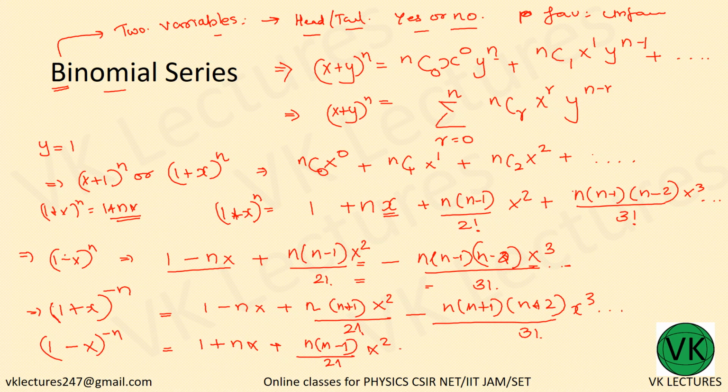Again there will be plus, because here 1 minus will come and the 3 terms each one contributing to minus 1, so 3 plus 1, 4 times minus, that is again plus, so n into n plus 1... sorry, it will not be n plus 1, it will be n minus 1, into n minus 2, divided by 3 factorial, and x cube as it is.